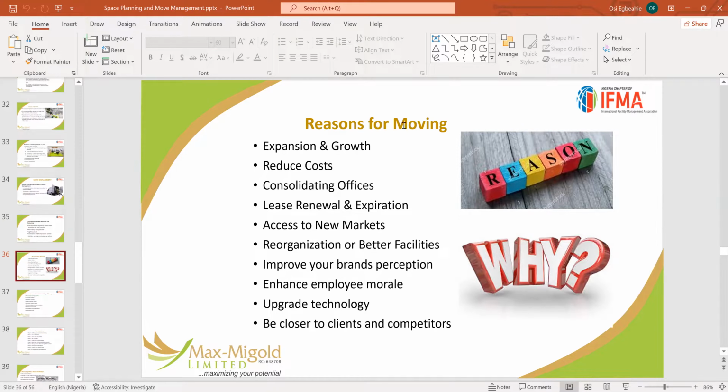Reasons for move. Normally, once there's a move, there are some reasons that cause it. Sometimes it's because of expansion or growth. The present office space may not be adequate, you need a bigger one. Two, to reduce costs. Three, to consolidate offices. If you have offices scattered in different places and you want to bring them to one building to manage them, so that all of them are working from one particular space.